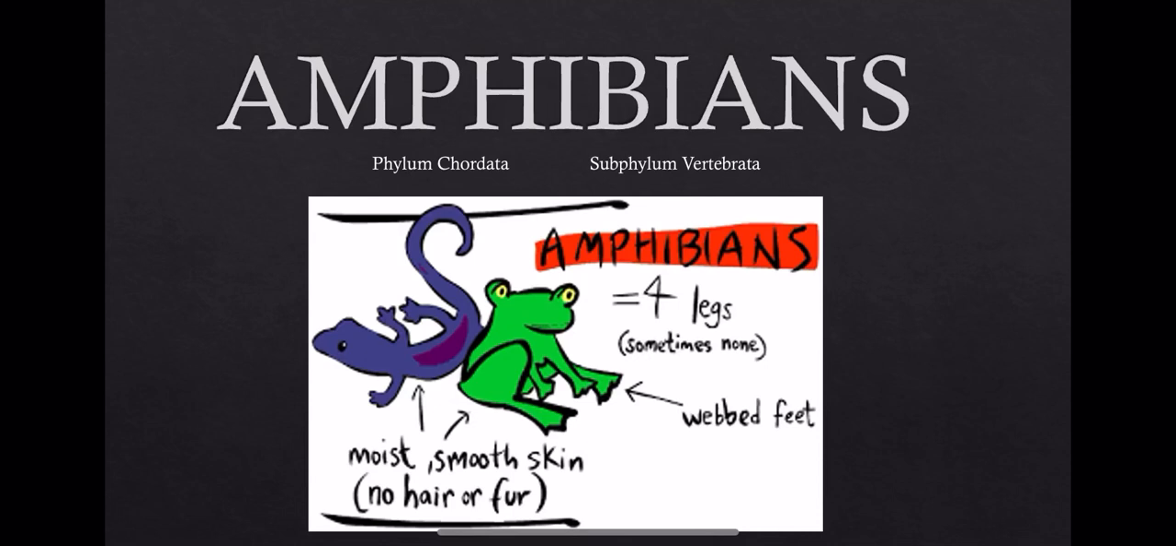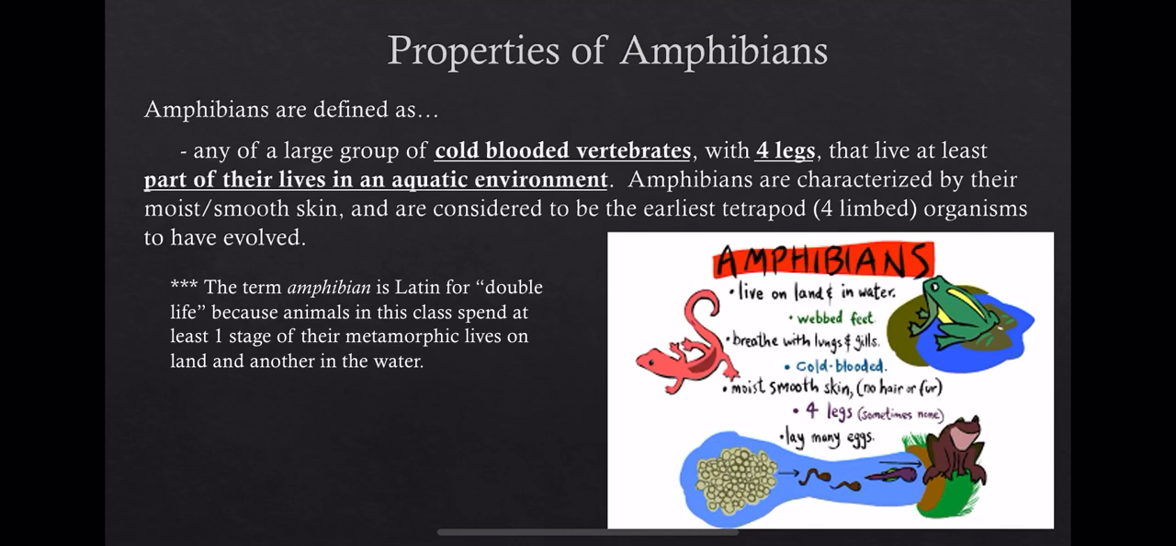Hey everybody, so today we are talking about amphibians. Amphibians are described as cold-blooded vertebrates that have 4 distinct legs and live at least part of their lives in an aquatic environment. This is a huge thing with amphibians. We're going to get to the 4 legs part in a second, but the aquatic environment is very characteristic.